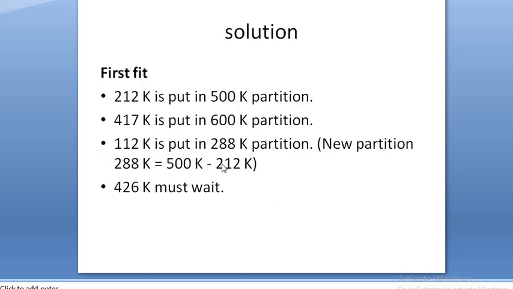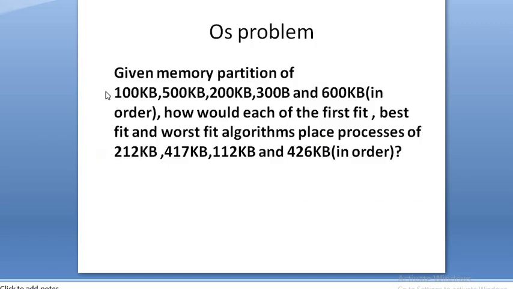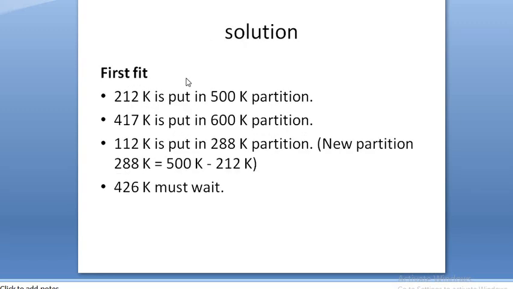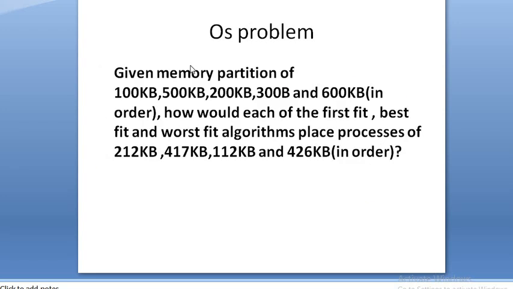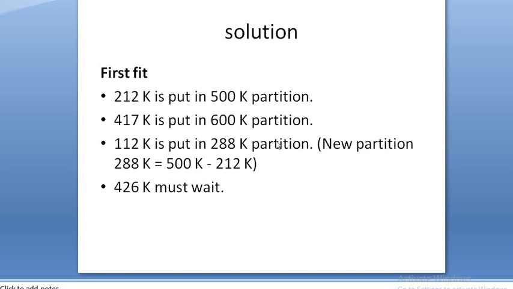See here, 212 is in the first partition 500. 417 is in 600. 112 is in a new partition, that is 500 minus 212, 288. The 426, no way, must wait. So this is the process of storing our processes in the first fit method. Hope you can understand, students.